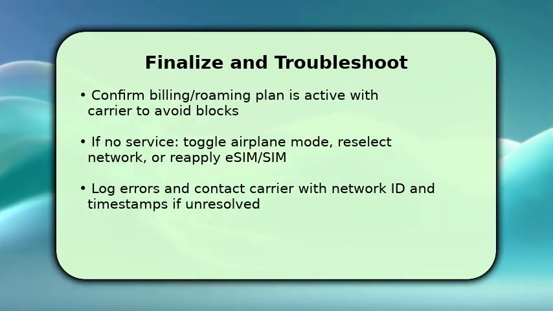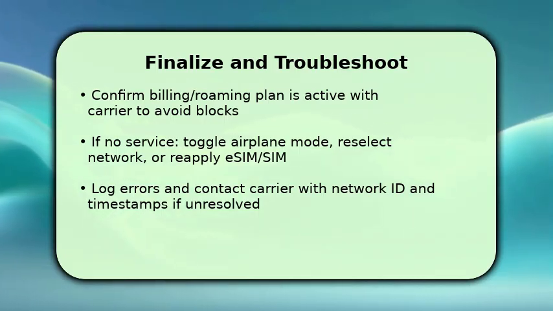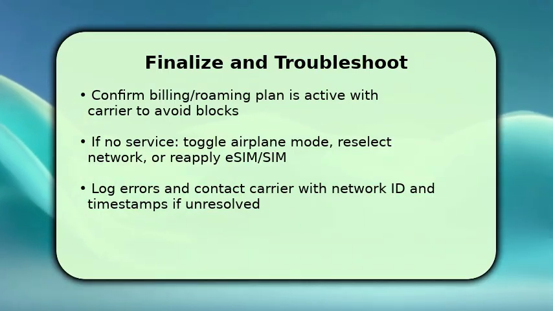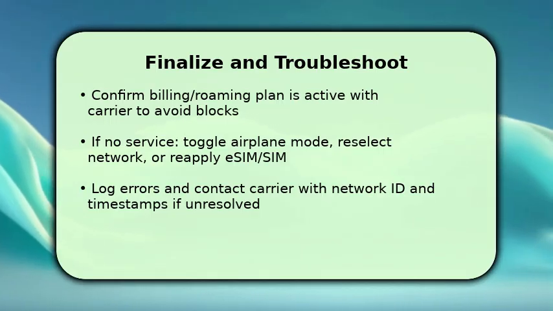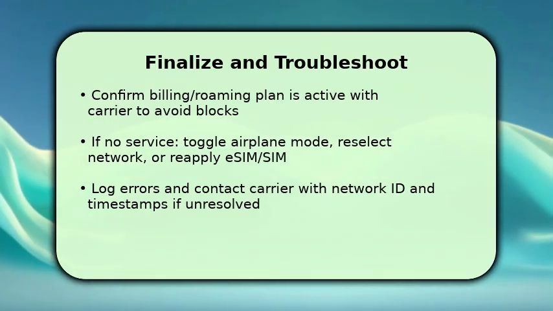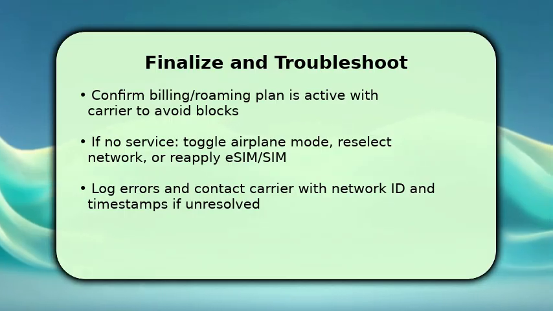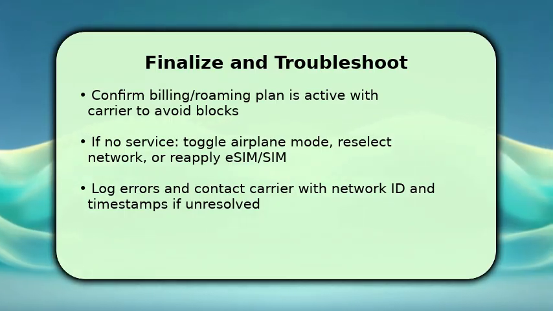If things go wrong, try quick fixes. Toggle airplane mode, reselect the preferred network manually, or remove and reapply the eSIM/SIM to force re-registration. If problems persist, capture network ID and timestamps, then contact the carrier with those details for focused support.